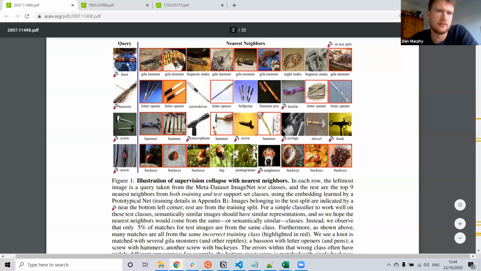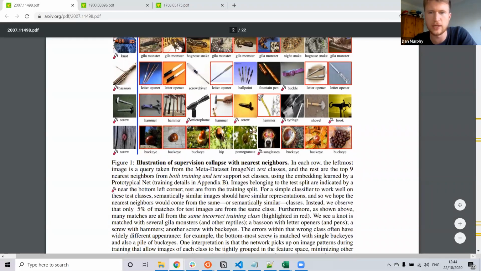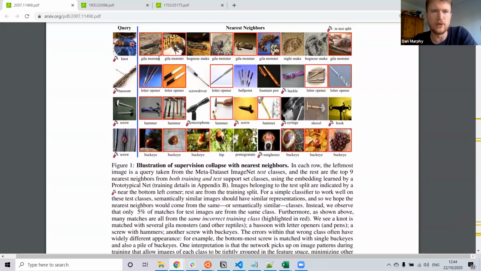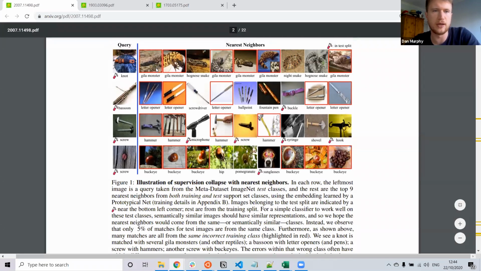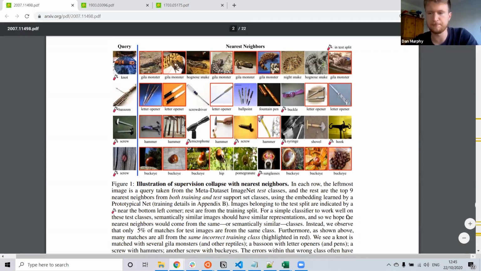So yeah, this knot is being classified as like a reptile of some kind. Bassoon is being classified as a letter opener. And these two different types of screws are falling in completely different categories. So we can kind of see that we've ended up getting embeddings for the classes that are within our training set, but not really managing to get any kind of generalization as to what is semantically similar to our query images, right?